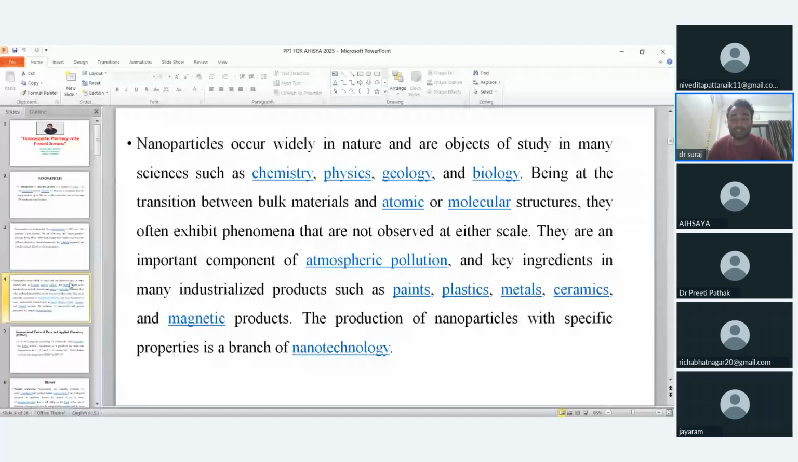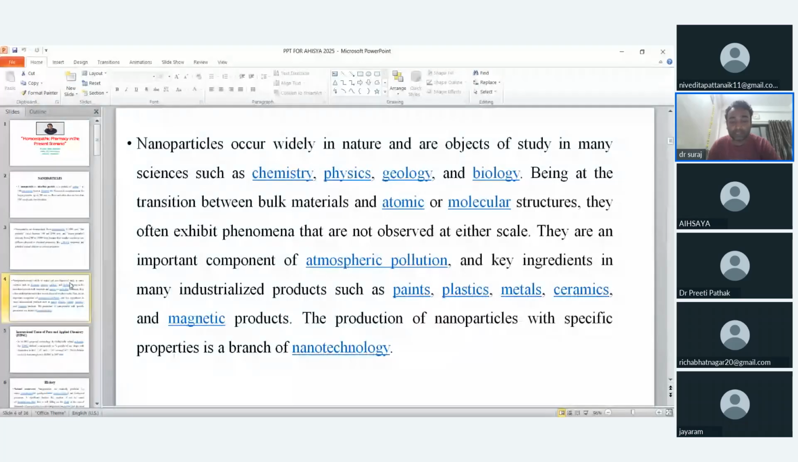And when we talk about the transition phase of bulky material and the atomic and molecular structure, this microstructure and the minute particles, these nanoparticles are very dynamic in nature. They are not easily visible. They do not have a mass. They are very, very minute. So that is a very different and very important aspect of nanoparticles.